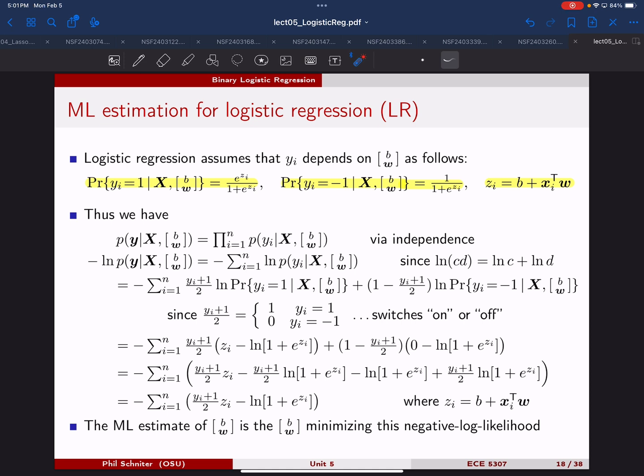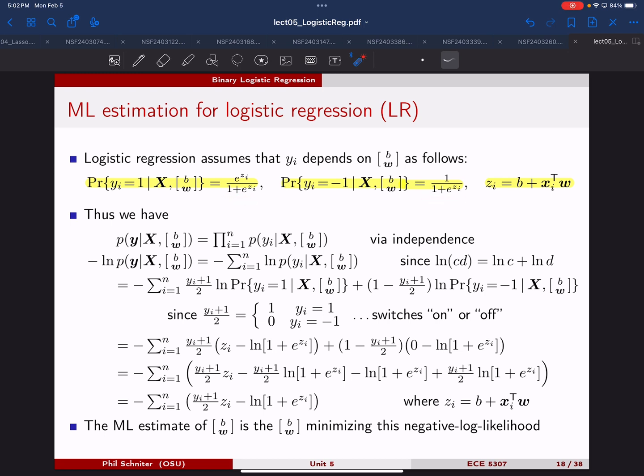Next step is we can take the negative log, and that turns this product into a negative sum, and here we have the log of our P(y_i). But here's where it gets tricky, because we don't have an expression for P(y_i) that covers both cases when y_i equals 1 and -1 for logistic regression, because we actually have two different expressions.